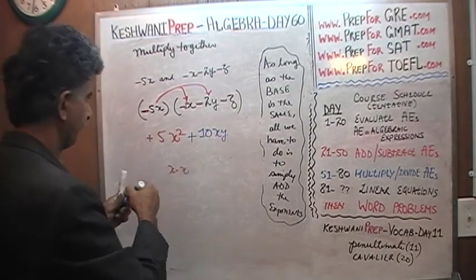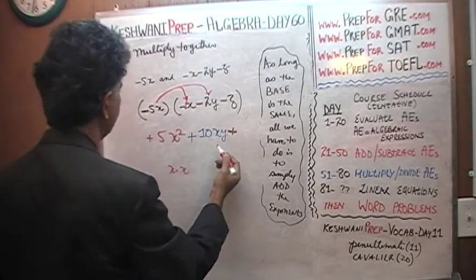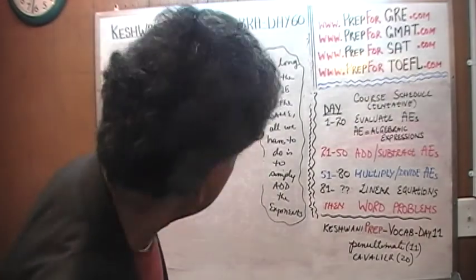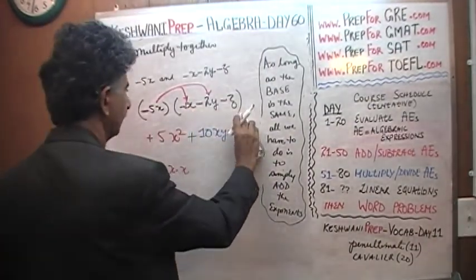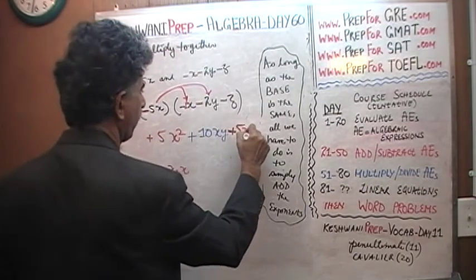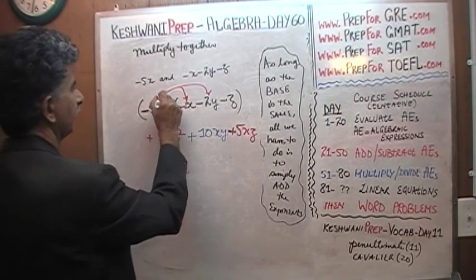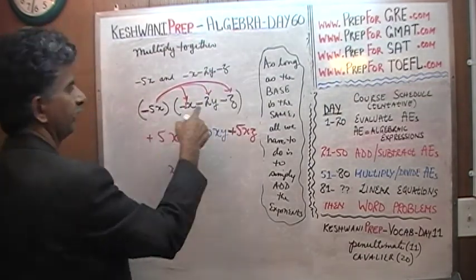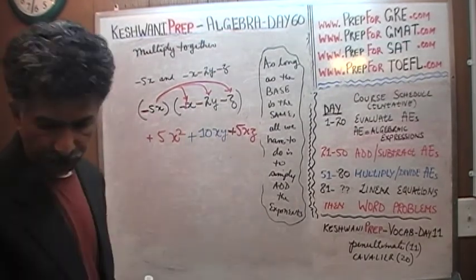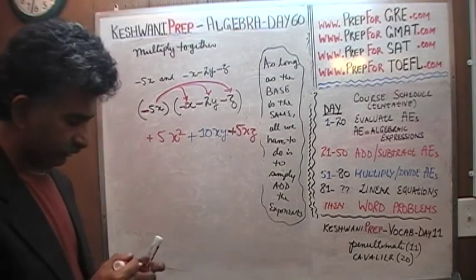And then finally, negative times negative is another positive, 5x times z. I forgot the 5. This negative and this negative becomes positive. That's it, that's the answer: 5x squared plus 10xy plus 5xz.